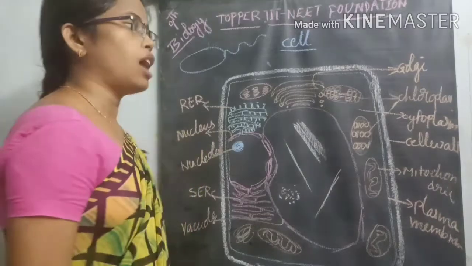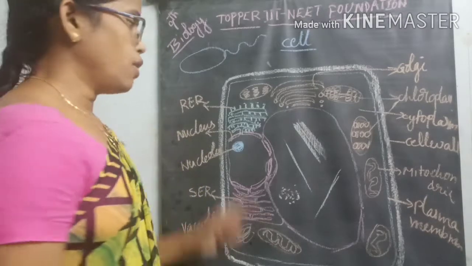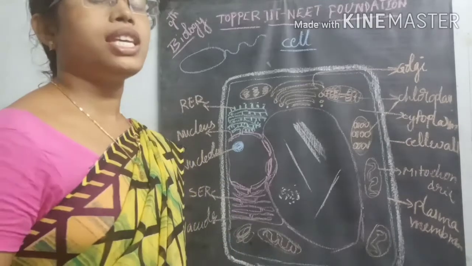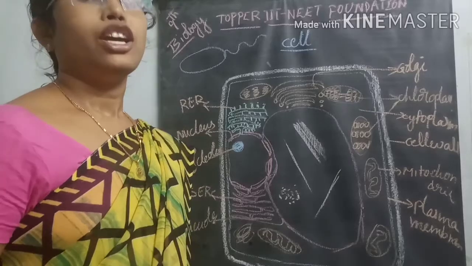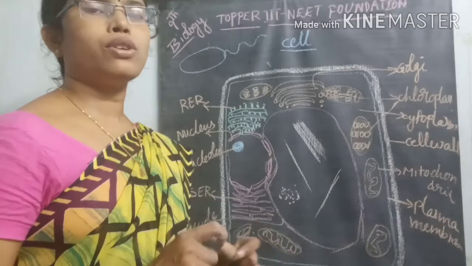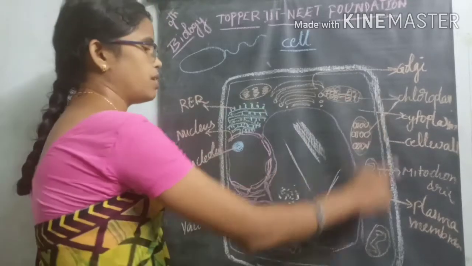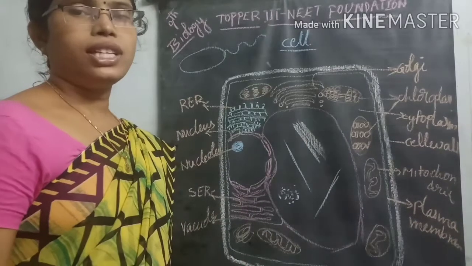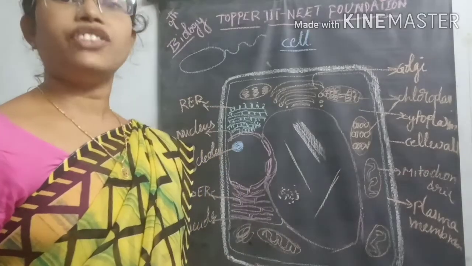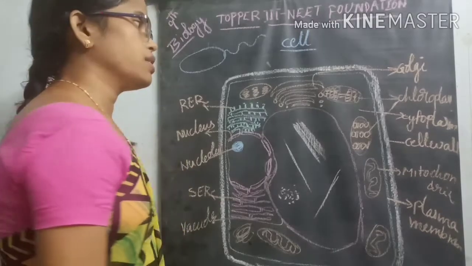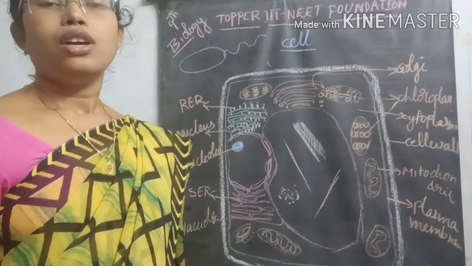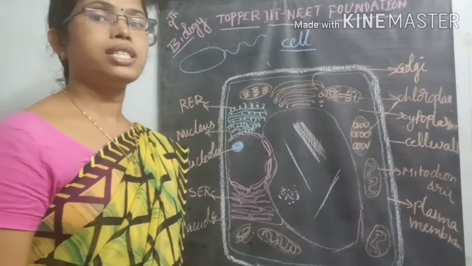Then coming to the ultrastructure of a cell, here we can see the structure like this. You can take any plant cell or plant tissue and observe it in a microscope. It is somewhat rectangular or hexagonal, different shapes you can observe. Inside, there are many different cell organelles present. So what are the cell organelles present inside the cell?